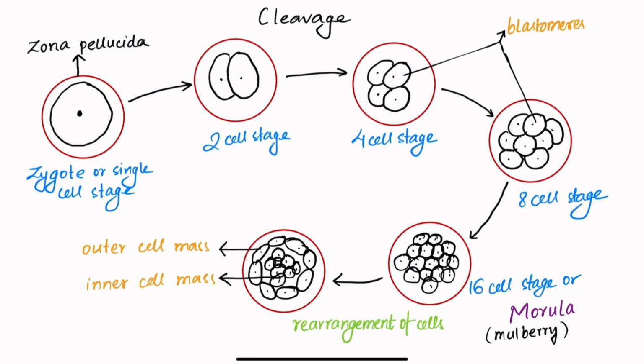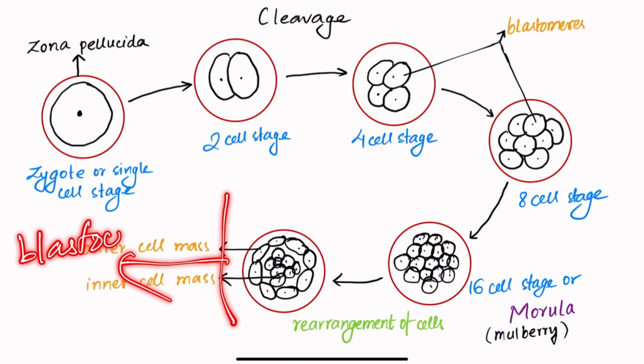This 16 cell stage looks like a mulberry, and that's why we call it the morula. So this is where the formation of morula takes place. The cells of the morula rearrange themselves to form two different masses of cells. The mass of the cell that is present at the middle is called the inner cell mass, and the mass of the cell surrounding the inner cell mass is called the outer cell mass. After this begins the process of formation of blastocyst.